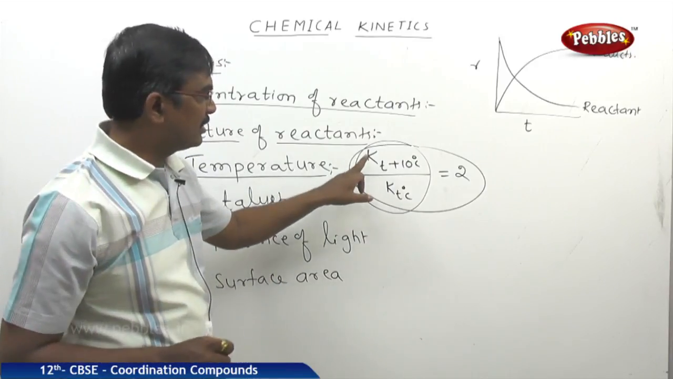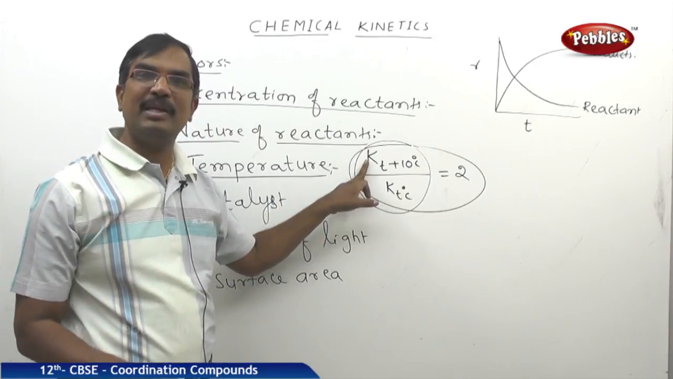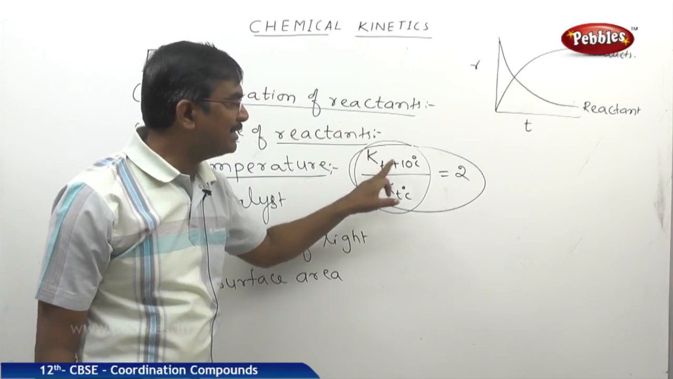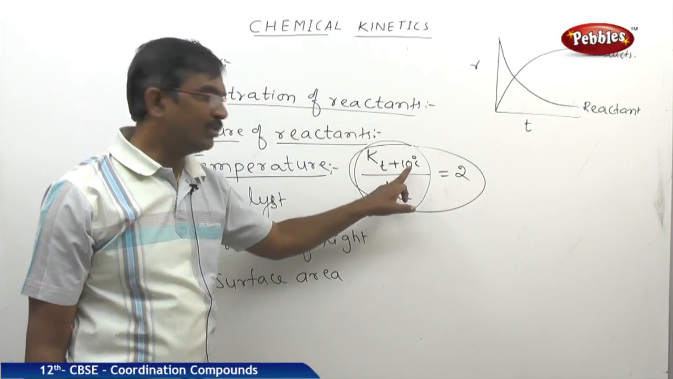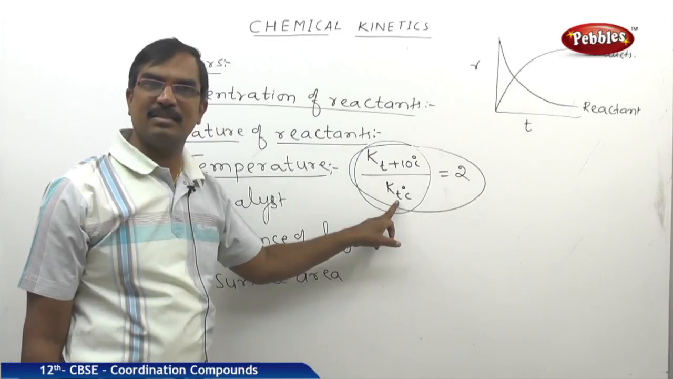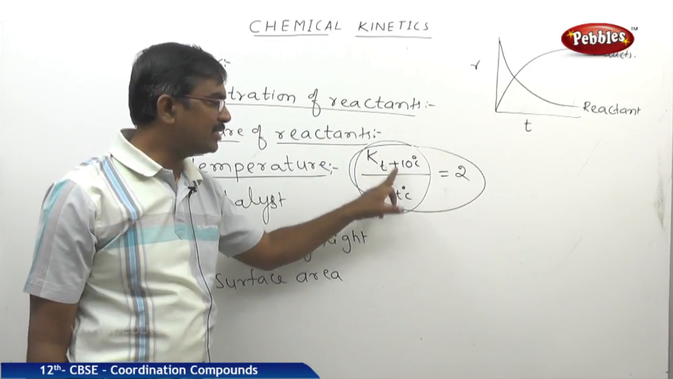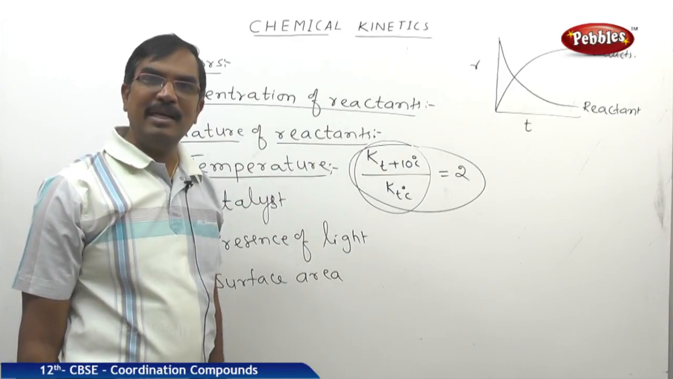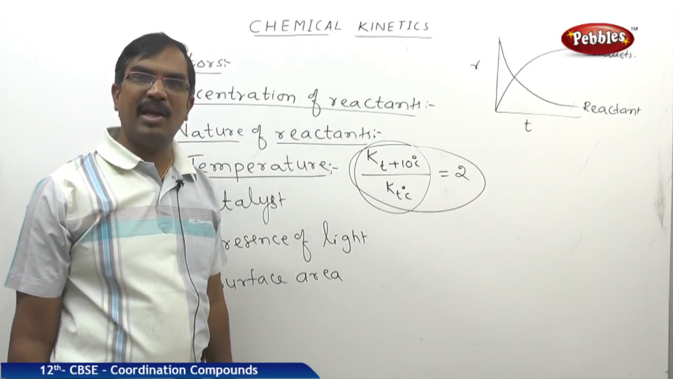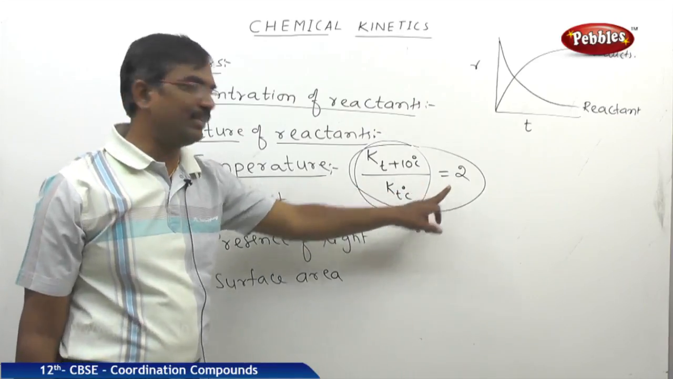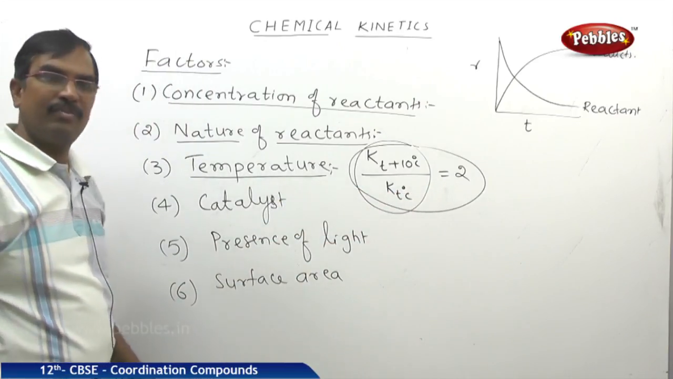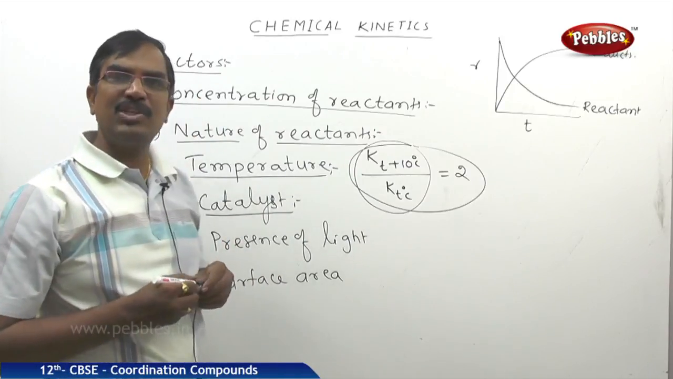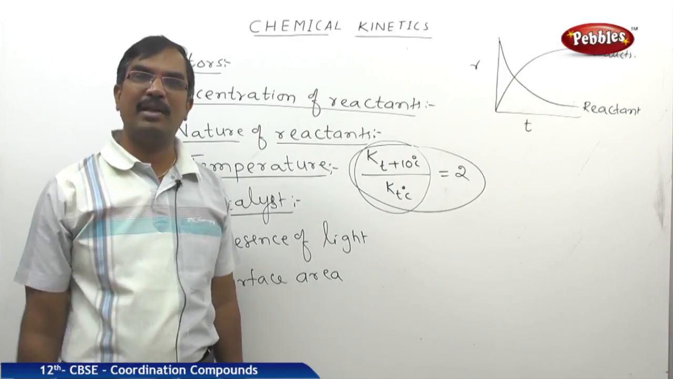Here this K represents the specific rate of the reaction. This is at a temperature of T plus 10 degrees Celsius, and this is at a temperature of T degrees Celsius. So the temperature difference is 10 degrees. That's why for every 10 degrees rise in temperature, the rate of reaction generally gets doubled. This is the effect of temperature. And coming to the catalyst, in general a catalyst is a substance which alters the rate of a chemical reaction.